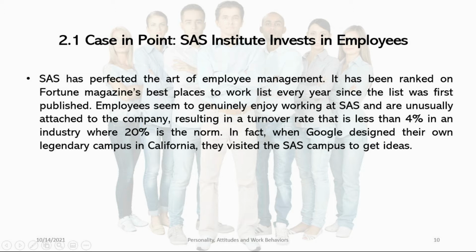SAS has perfected the art of employee management. It has been ranked on Fortune magazine's Best Places to Work list every year since the list was first published. Employees seem to genuinely enjoy working at SAS and are unusually attached to the company, resulting in a turnover rate that is less than 4% in an industry where 20% is the norm. In fact, when Google designed their own legendary campus in California, they visited the SAS campus to get ideas.